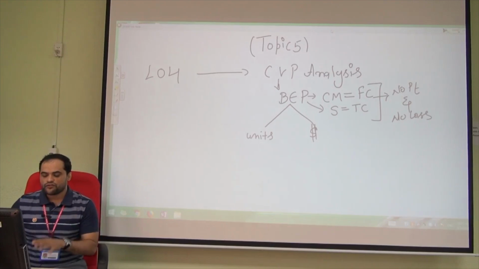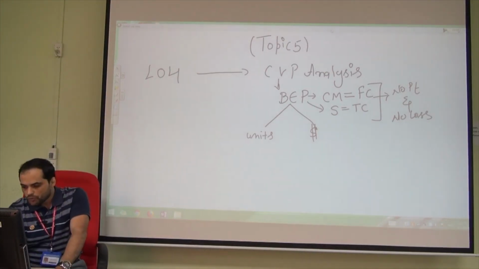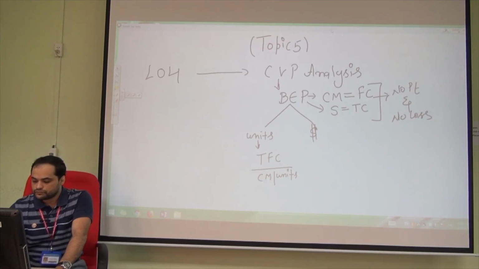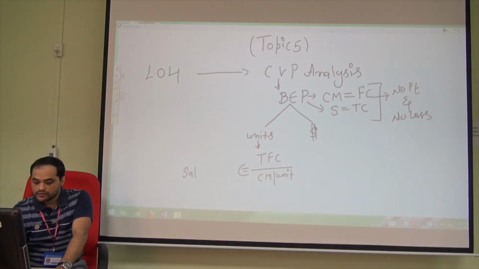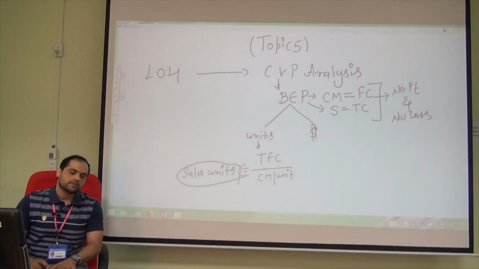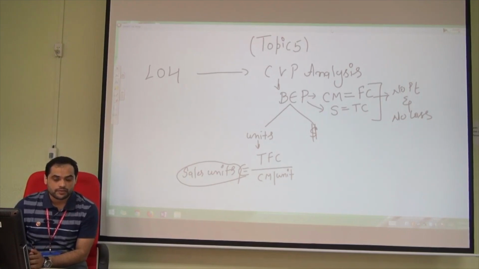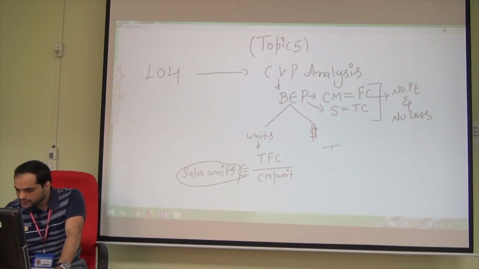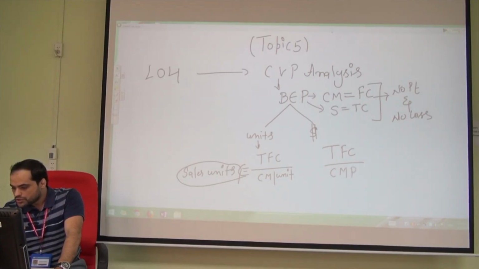All right? So first of all, the formula for break-even in units. The formula for break-even in units is total fixed cost divided by contribution margin per unit. We also call it unit contribution margin. So whatever number we get, that is our sales units. Means if you sell these units, you're not going to suffer any loss. But of course, you're not going to make any profit as well. So no profit, no loss. Right? The second one is break-even in dollars. The formula for break-even in dollars is total fixed cost divided by contribution margin ratio.